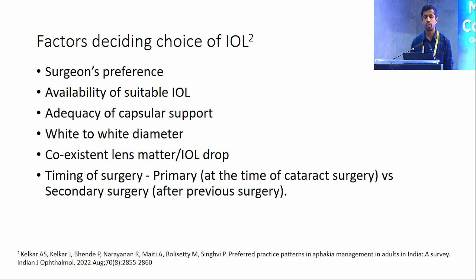So what are the factors which decide what type of IOL should be placed? It's again the surgeon's preference, availability of a suitable IOL, adequacy of capsular support, the white to white diameter, coexistent lens matter or IOL drop, and the timing of surgery, whether it is primary or secondary.